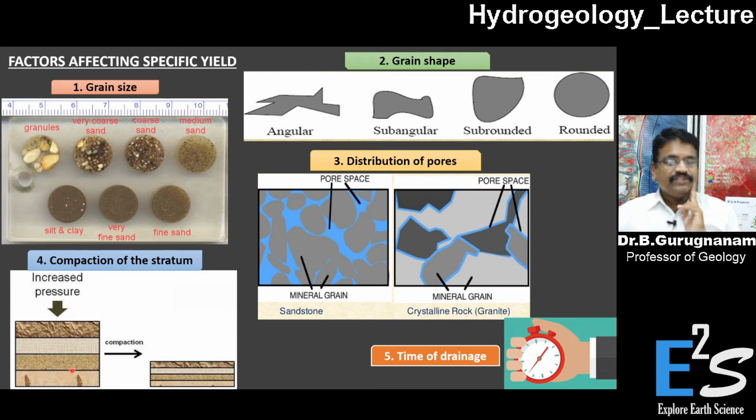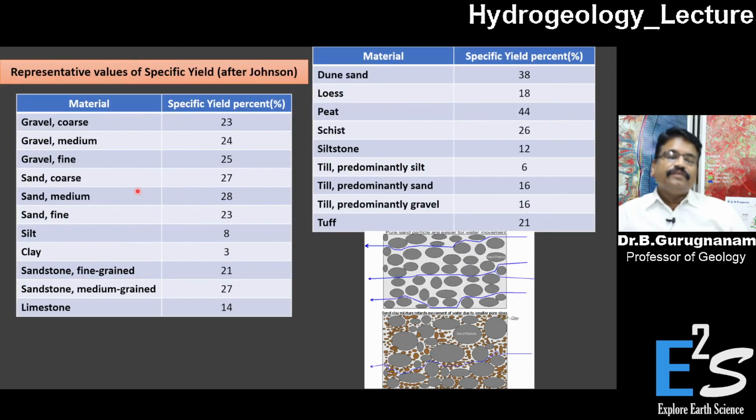Compaction is by means of pressure on both sides, increased pressure on the top or from the bottom. It leads to reduced pore spaces, in turn permeability, in turn yield. And time: you are allowing the water to penetrate down. In clay, sometimes it takes 2 days. In gravel, it takes only a few seconds per centimeter. So this is how the factors affect the yield.